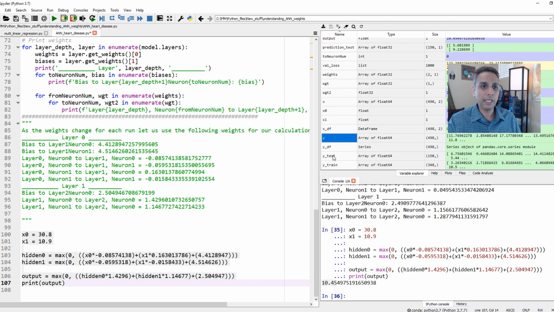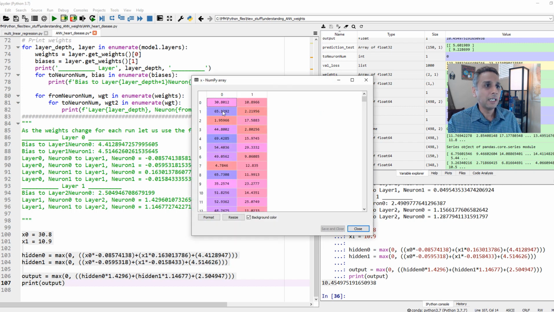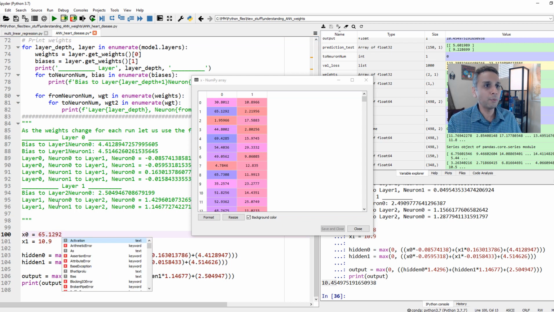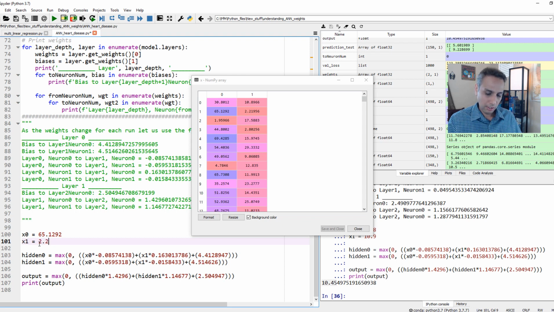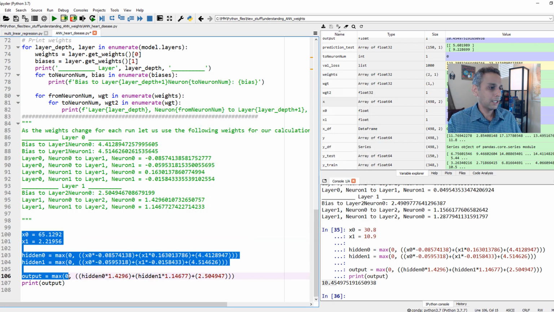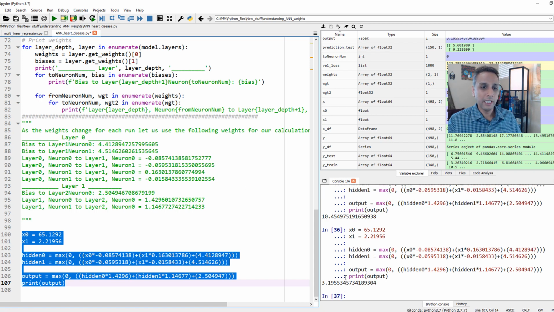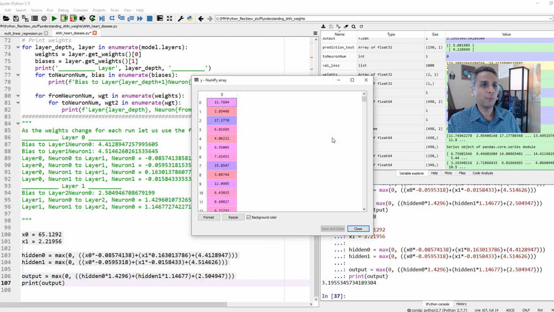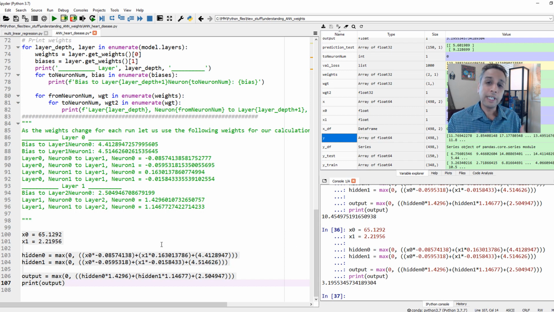In fact, let's do the second point, which seems to be very different. 65.1292. Let's go ahead and input 65.1292, 12 and 2.219. Let's put everything there, not change anything, and run this, and let's see what the output looks like. 3.19, and what do we have for output there? 2.85, very close to 3.19. So generally you can see the trend, and you can get the accuracy from our R-squared value, which was pretty good anyway.